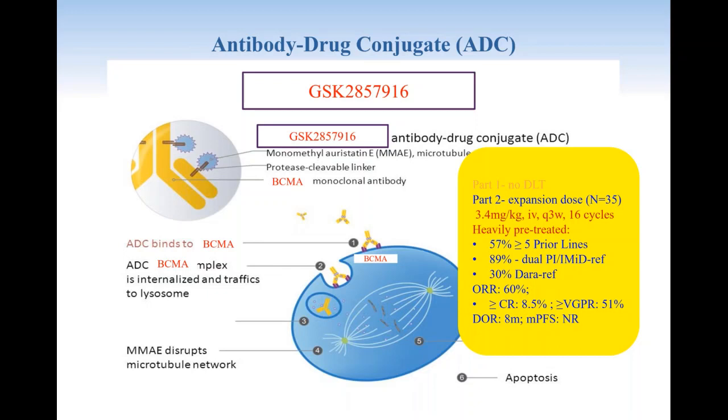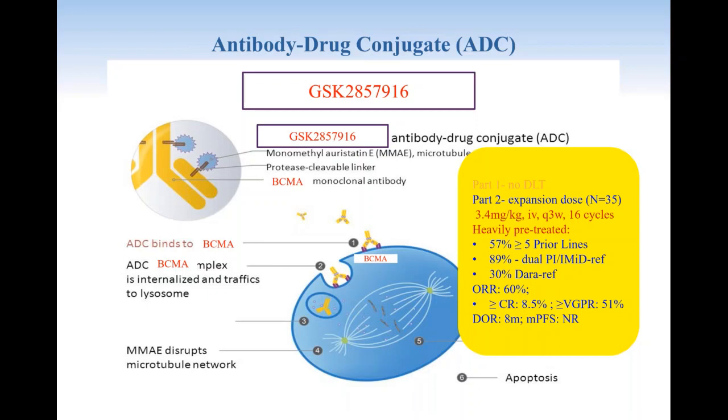Once it binds to the BCMA, it does not induce apoptosis, but it will get internalized. The antibody together with the toxin gets internalized, and afterwards the toxin will be cleaved and go to the cytoplasm and inhibit microtubule formation in the cell and lead to cytotoxicity of the myeloma cells. So this is a summary of the phase 2 data expansion cohort at ASH in 2017.